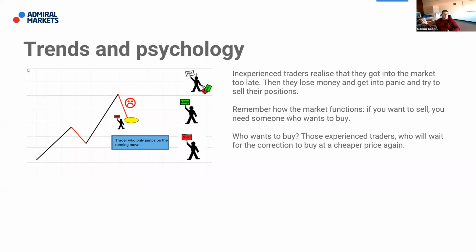So who wants to buy right now? Those experienced traders who will wait for the correction to buy at a cheaper price again. And maybe it's just a game. It's the same guy who sold to you at the expensive price. The same guy takes his pieces again if you are in panic and say, oh my God, I'm wrong, how can I get it off my account? Okay, and the other guy says, okay, here I am again. Give it to me. Price is cheap right now. You are wrong. I'm on the sideline. Give it to me. I will take it again. I love to take the cheap price because you are in the loss.